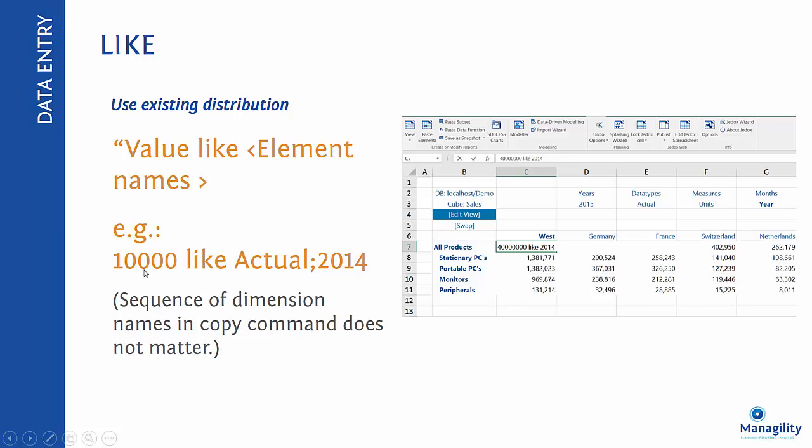So the syntax is the value that you want to use, the like statement, and then the details in your model of the distribution that you want to use. And this could be between 1 to n arguments. It's always the maximum of the dimensions used in your cube. So if your cube has got 6 dimensions, you could theoretically use 6 arguments here, but you could also just use 1. So let's look a little bit at this in practice.